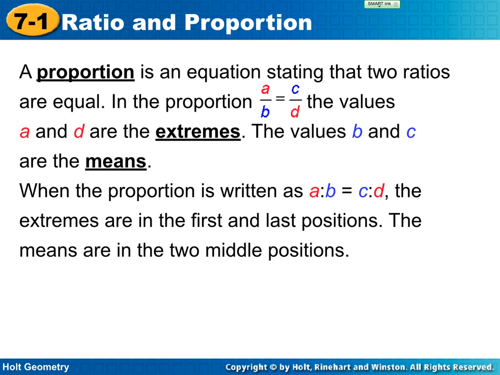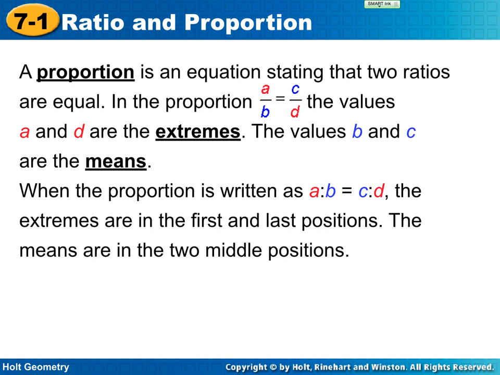Okay. Proportion. So here's a definition. Once we have one ratio, then if we have two ratios that are equal, that makes a proportion. A proportion is an equation stating that two ratios are equal. In the proportion A over B equals C over D, the values of A and D are called the extremes. The B and the C are called the means. Means and extremes, those words will be used in a theorem or property that we have here in just a little bit.